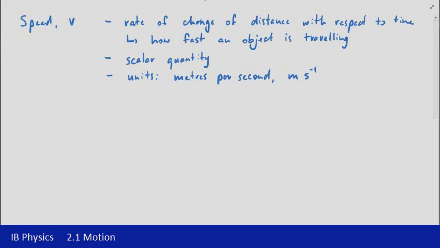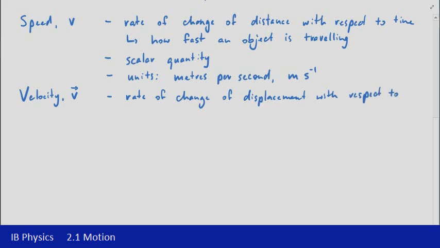And the final quantity then is velocity. Velocity again uses v because it's somewhat similar to speed, but it's now a vector, hence the arrow above the top. Velocity is now the rate of change of displacement. So similar idea to speed, it's a rate of change, but now it's a rate of change of displacement with respect to time. And again, a slightly different way of interpreting it. It's still how fast an object is moving, but now in a given direction.